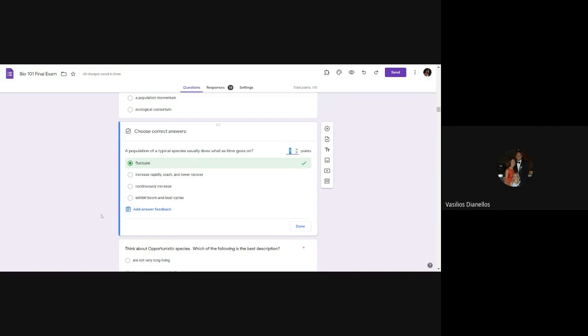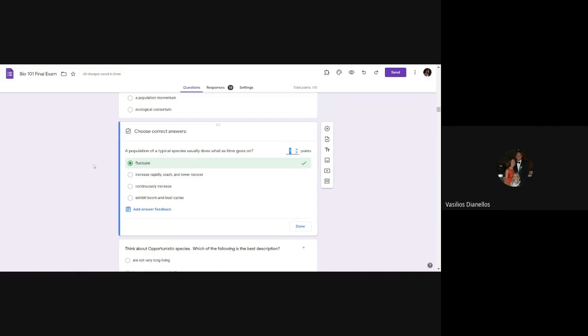The most common wrong answer I saw was boom and bust cycles. Even though you didn't get any points for that, I like to think the reason you thought about that was because, as I'm describing this variation, it goes above and below the carrying capacity. If you're looking at a graph, someone could argue that looks a little bit like a boom and bust cycle because it's going up and down. The only difference is, it's just fluctuating slightly above and below the carrying capacity.